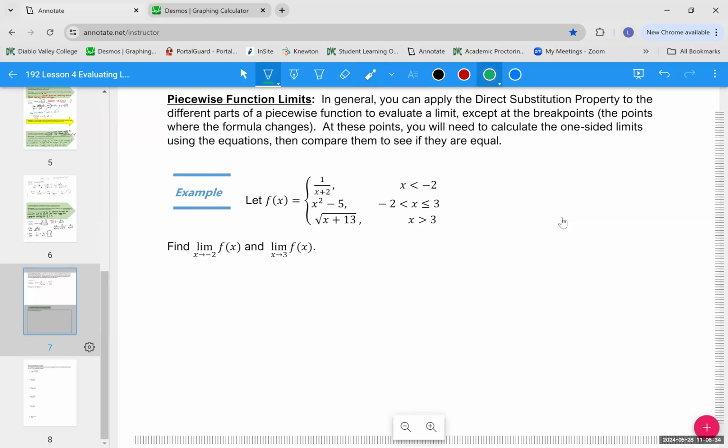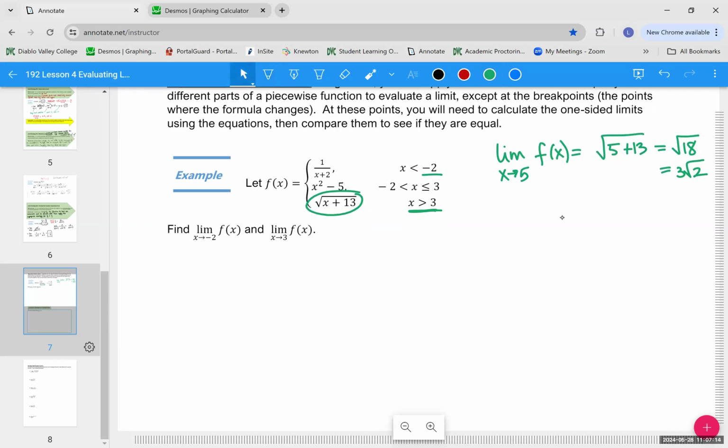So let me make this real clear. I know it's not on this one, but if I were to try to find the limit as x approaches, let's say 5 of this equation, I would go, 5 is not a breakpoint. 5 is firmly in this domain. So I would simply just plug in the 5 to the applicable equation, and I'd have the square root of 18, or 3 square roots of 2.